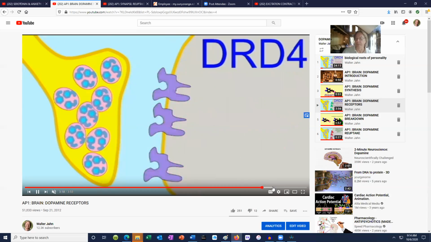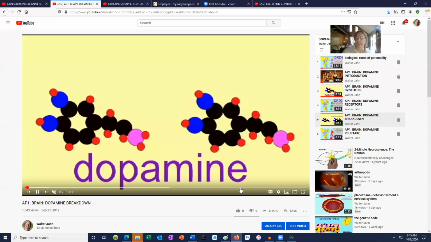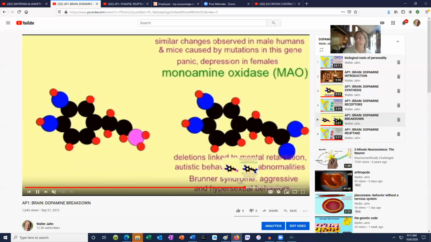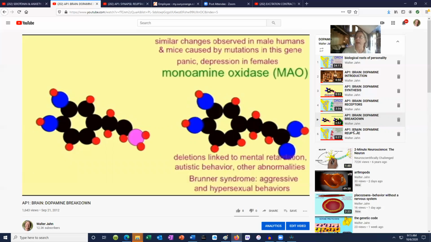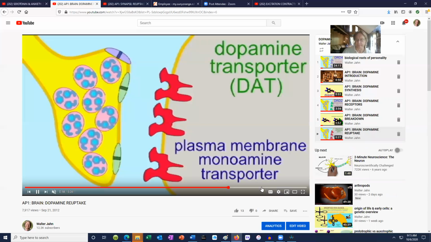And other receptors can play a role in this. Once dopamine is perceived, it could be broken down by enzymes. And as you might expect, there are variations from person to person in how we break down dopamine. And these can have consequences with personality, mood disorders, etc. Dopamine can be broken down. It can be taken up again as well in a dopamine transporter, and there are variations in that.